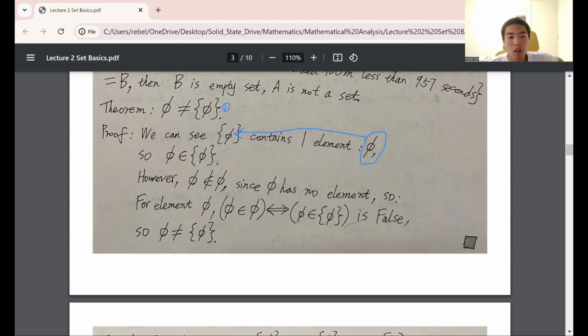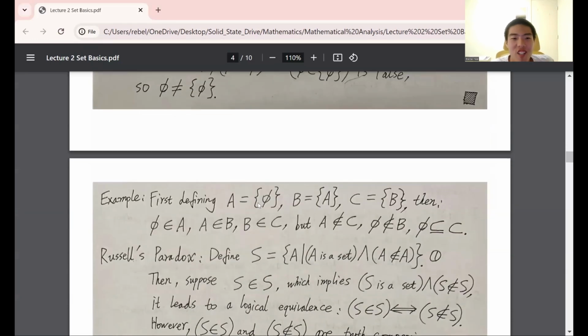So this element belongs to this set, but it's not in the empty set. For this element, this one is true and this one is false. So the biconditional proposition fails to be correct. All right, so they're different. Cool. And we're going to see the next page.